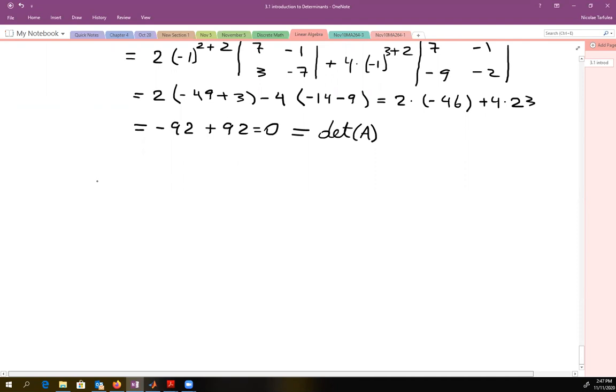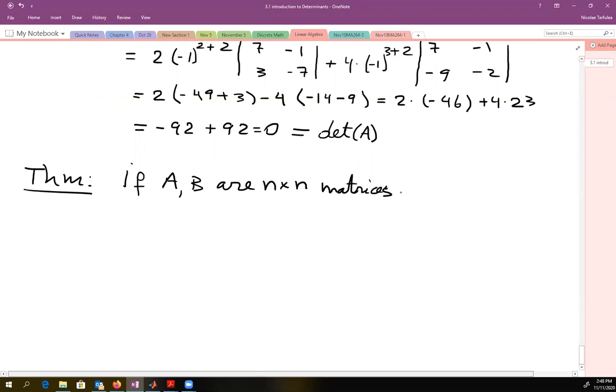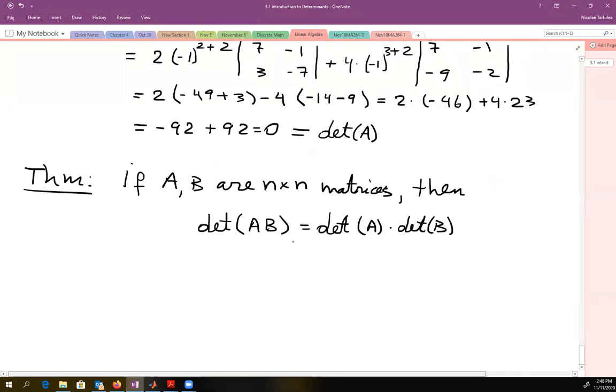Another theorem is that if A and B are n by n matrices of the same dimension, in other words, then the determinant of the product of these two matrices is the product of the determinants. It's a very interesting and useful property. So this is an important property.